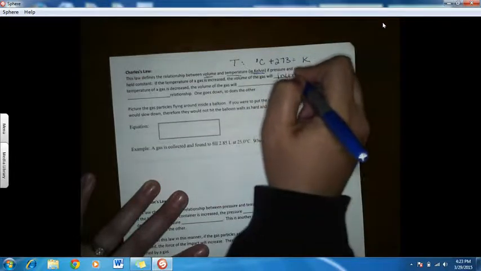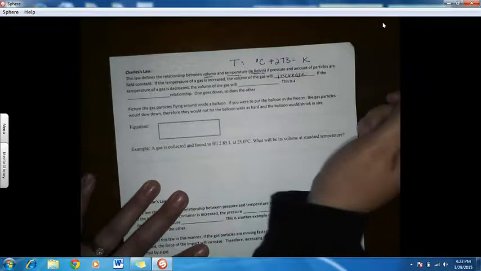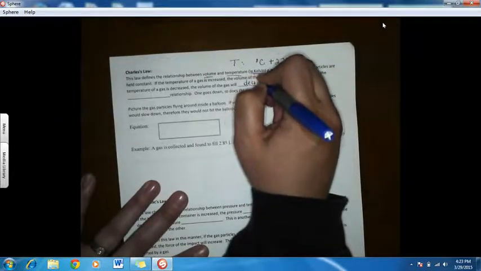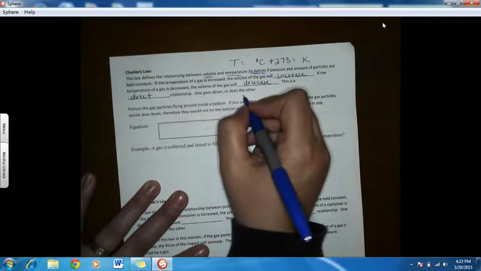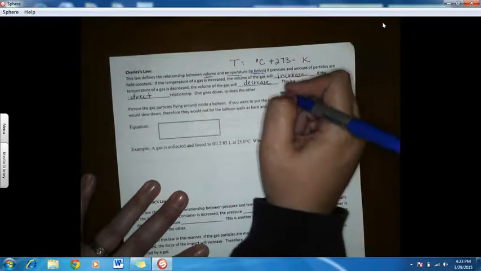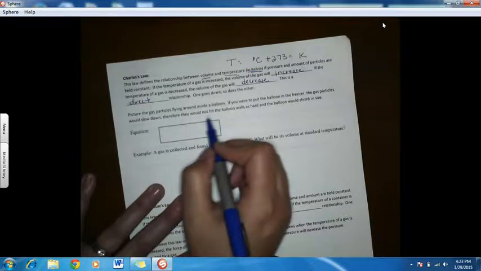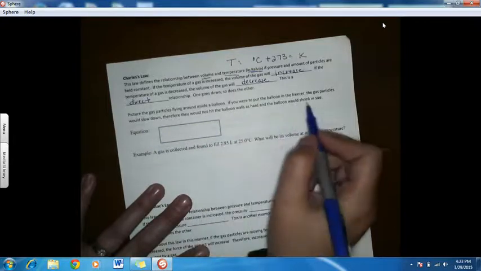So in other words, if we increase the temperature, we get more motion, and the particles will be allowed to take up more space. If the temperature of the gas is decreased, then likewise the volume will also decrease. This is a direct relationship. So when one goes up, the other one also goes up. So if you picture particles flying around inside of a balloon, and you were to put the balloon in the freezer, the gas particles would slow down, and therefore they would not hit the balloon walls as hard, and the balloon would shrink in size.